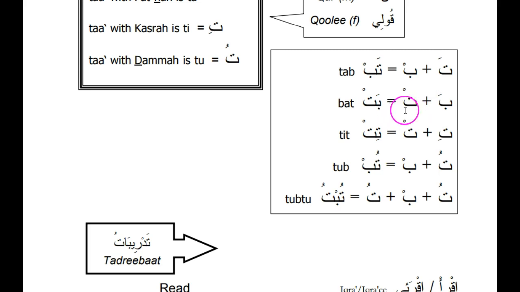Ba with fatha, ta with sukun: bat, bat. Ta with kasra, ta with sukun: tit, tit. Ta with dhamma, ba with sukun: tub, tub. Ta with dhamma, ba with sukun, ta with dhamma: tubtu, tubtu.